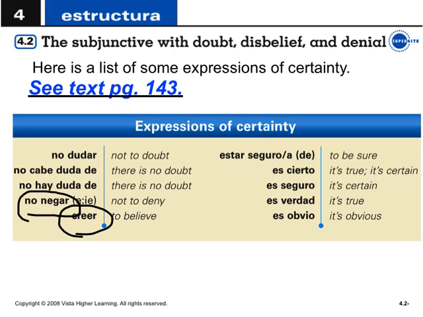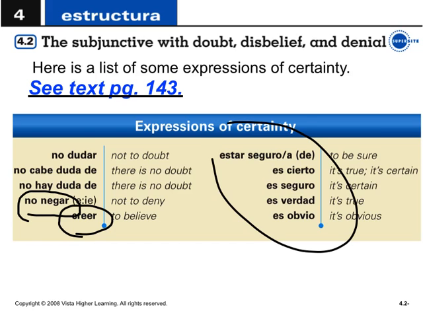So whenever you say, I believe that something may happen, that will be the indicative. Whenever you say, I don't believe that something may happen, that's subjunctive in Spanish. So you really need to think in Spanish, not English.